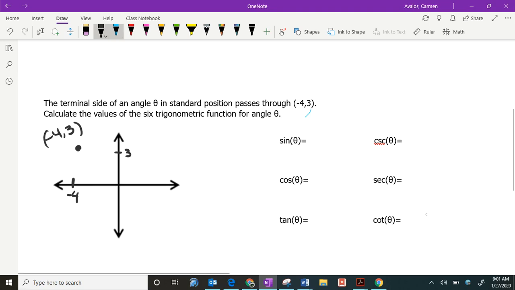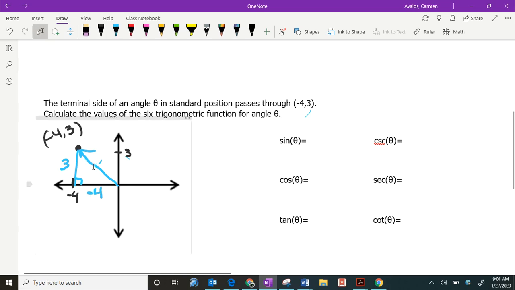So the point there is going to be -4 and 3. And when I'm looking at this, I am going to draw a ray from the standard position to here, but I really don't care about that. All I care about is my reference triangle. I know that this height right there is going to be 3, and this side right here is going to be a length of 4. Now, which one is positive? The y value is going to be positive. This one's going to be negative.